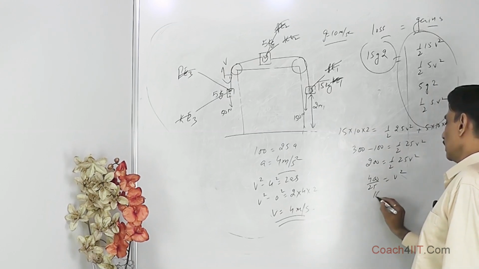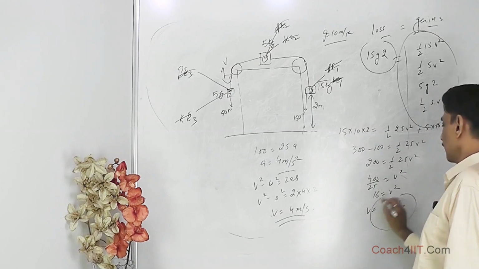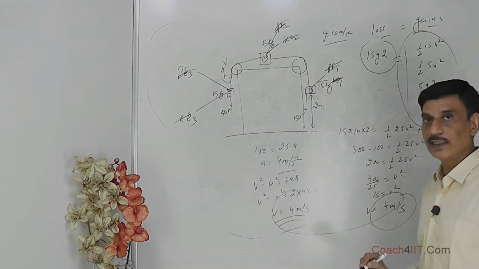This comes out to 16. 16 is equal to v square. So v is equal to 4 meter per second. Once again we get the same answer.